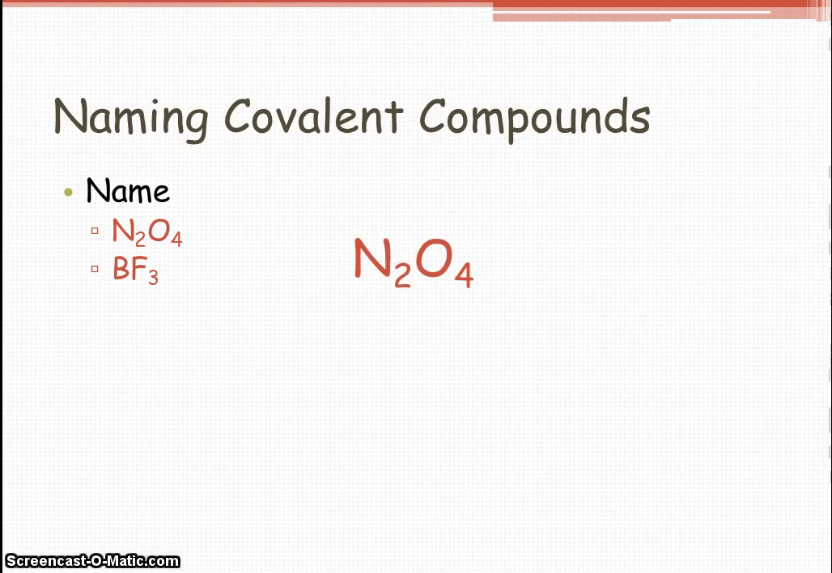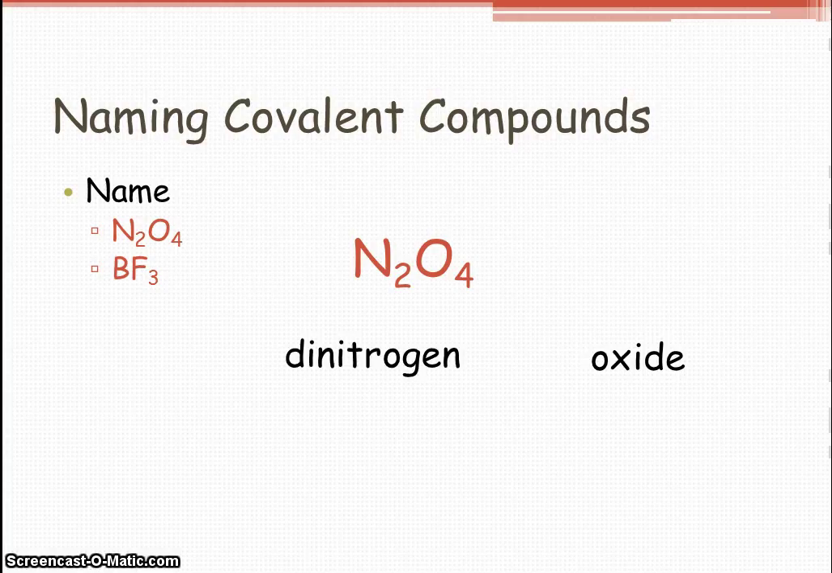So first we need to name the cation, N being nitrogen. Then we name O, which is oxygen. Now remember, we drop the ending and add ide. So oxygen becomes oxide. Okay, now we just have to add our prefixes. And so for nitrogen, because we have two of them, it should become dinitrogen. And because we have 4 oxygen, it should become tetraoxide. And so the name is dinitrogen tetraoxide.